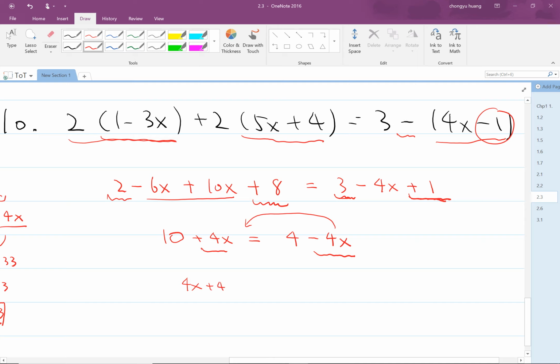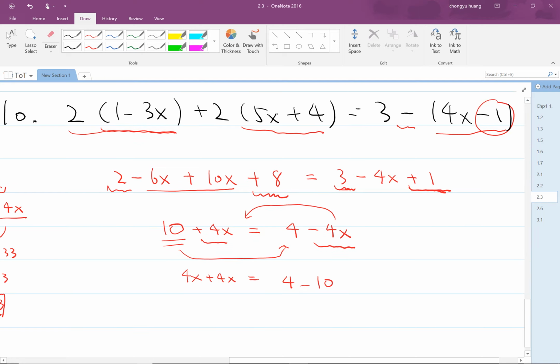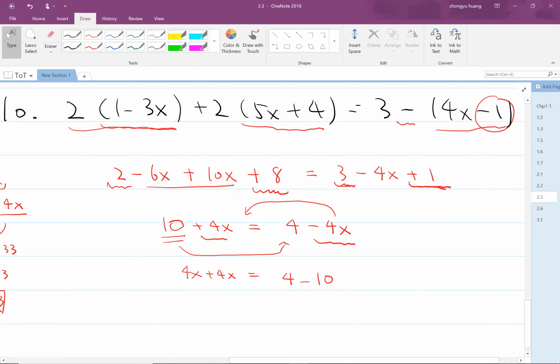So it's positive plus 4x is equal to 4. So we have to move 10 to the other side, so it's 4. Moving 10 to the other side, positive 10 becomes negative 10. So 4 minus 10, right? And then we have to simplify a little bit more.